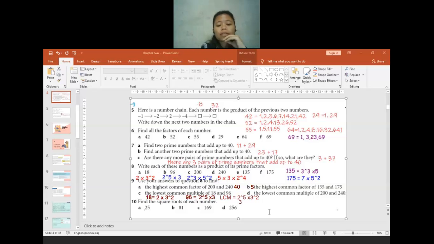2 to the power of 5 is 32, and then 3 to the power of 2 is 9. So 32 times 9 will be equal to 288. Is there anyone who is confused?